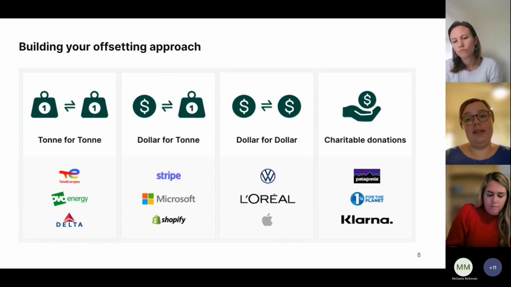And the advantage of this is that you typically get carbon credits of high quality because you can influence the quality at a lower price. And finally, we're also seeing charitable donations, which is less common, but we are seeing companies do this.